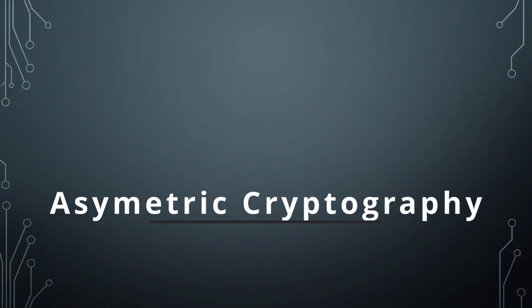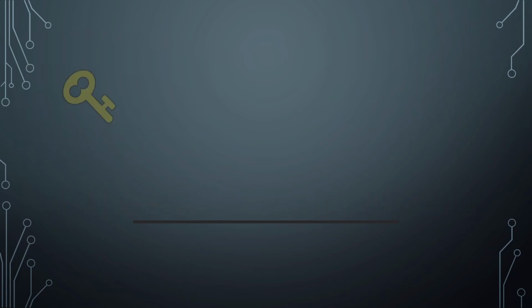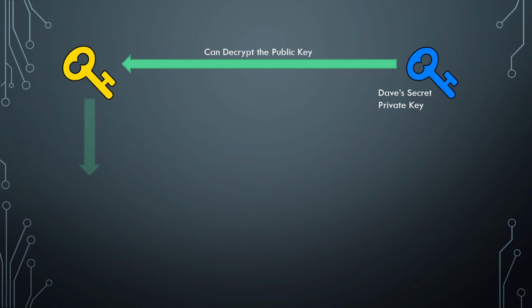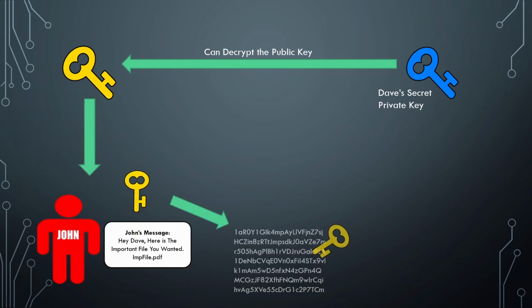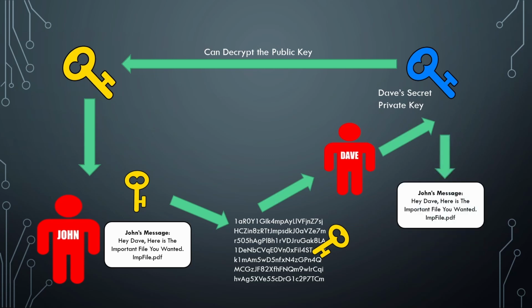Let us say Dave wants to send a message to John using asymmetric cryptography. At first, Dave will create a public key and will generate a private key that only Dave knows about, which is the only key that can decrypt the public key. Dave will send that public key to John, which John will use to encrypt his message. So he will send it back to Dave, and using the private key, Dave will be able to decrypt the message and obtain John's message.